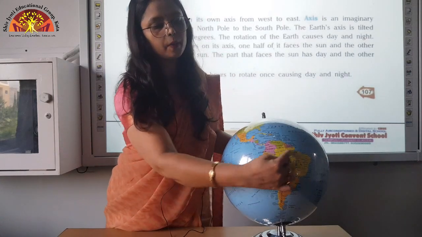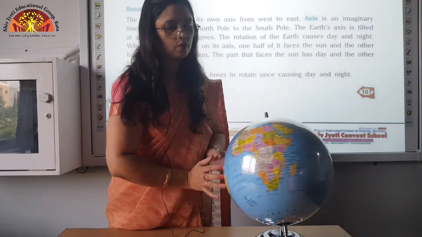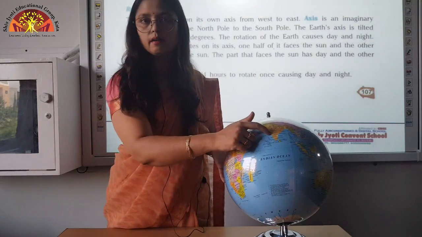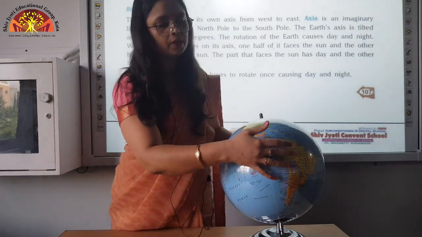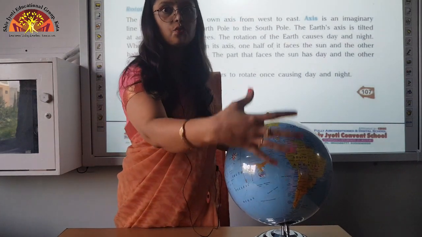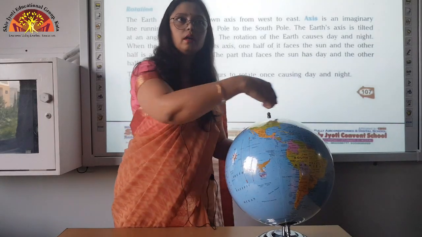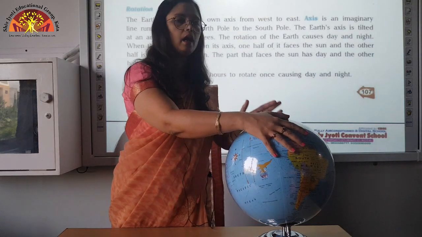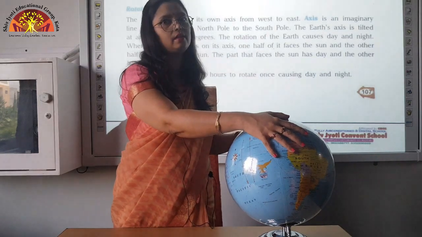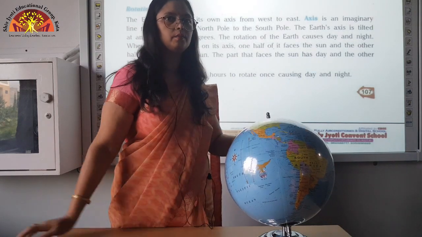Now see children, this part is South America, and at the back side of it you can see here there is India. Okay. So we will see the day and night over here. So now when sunlight falls on South America, at that time it receives light. So day is here in South America, and in the just opposite side, that is in India, there is night. So let us have a look at this.